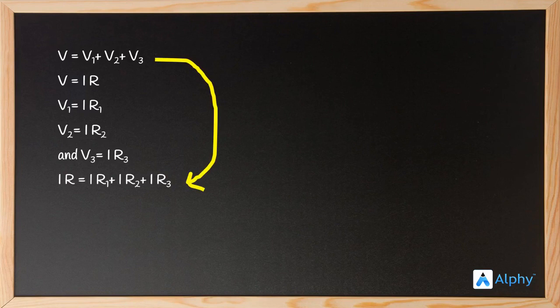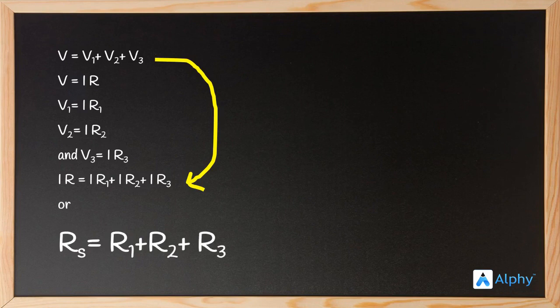Similarly to how we wrote V is equal to V1 plus V2 plus V3, let us also write V as IR. So V is equal to IR. V1 will have IR1, V2 will have IR2 and V3 will have IR3. So if you apply this in the equation, you will get IR is equal to IR1 plus IR2 plus IR3. Or you can also write R series.